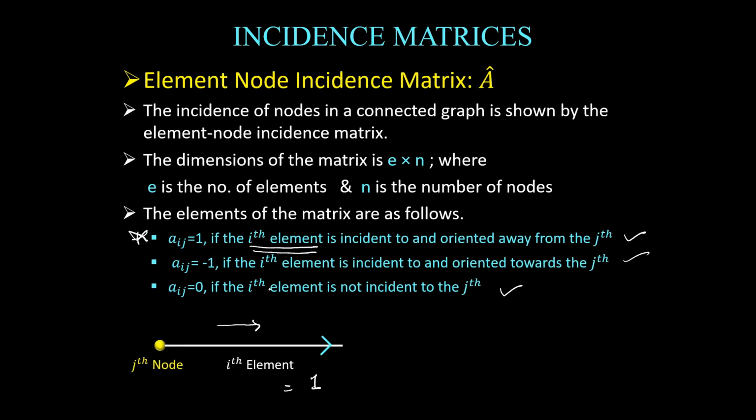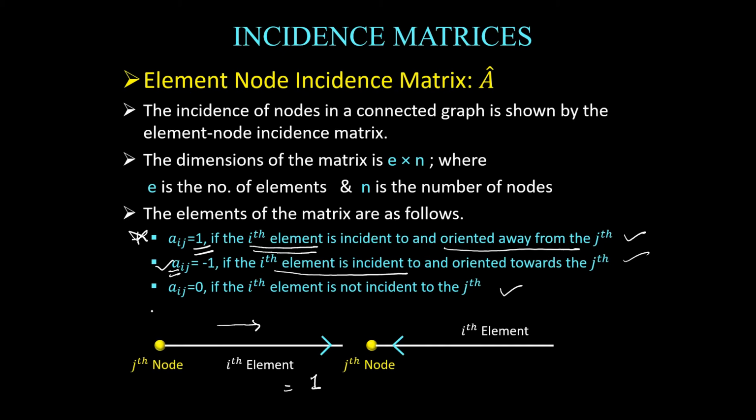Is this clear? So now if you read this point, you can understand if the ith element is incident to the jth node and oriented away from the jth node, if it is directed away from the jth node, then that value carries 1. Now coming to the second point, again you consider a jth node and an ith element. If this ith element is incident to, that means again it has to be connected to this jth node, and if the direction is towards the jth node, then that particular element value will be equal to -1.